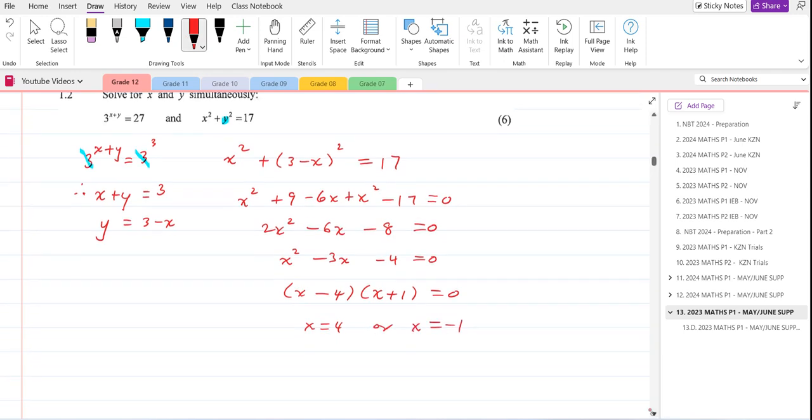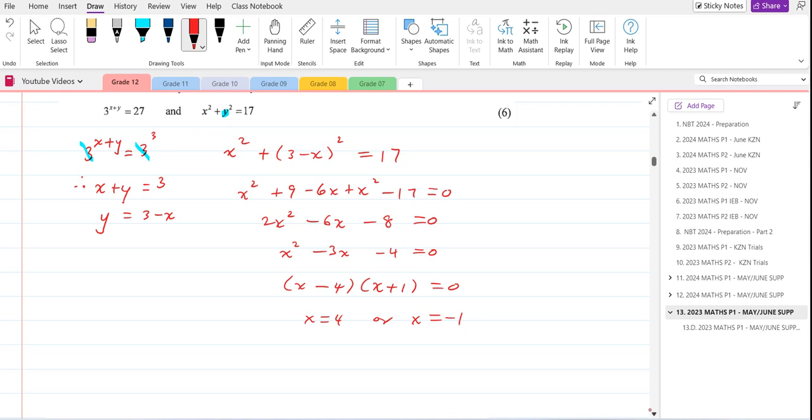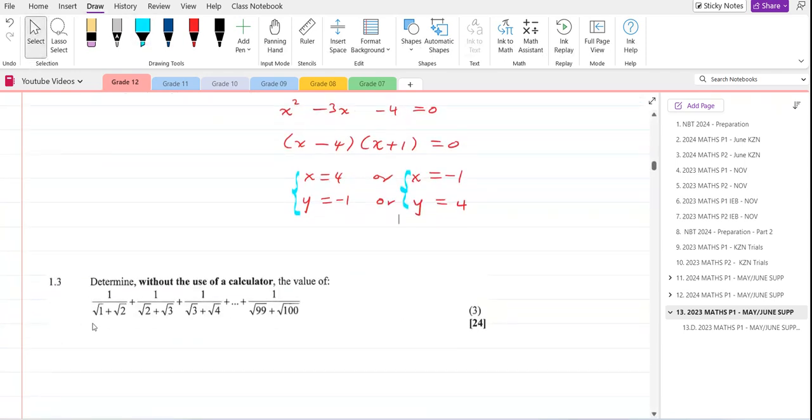Now if I substitute 4 inside here, 3 minus 4 is minus 1, or y is equal to, substituting minus 1 inside x, 3 minus minus 1 is 4. Right, so I hope you guys understood that. So these are my solutions. Moving on to the next problem.